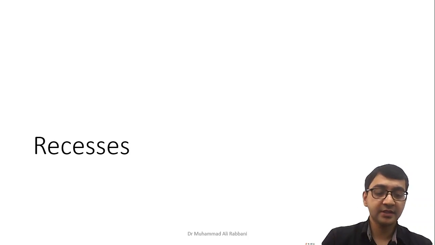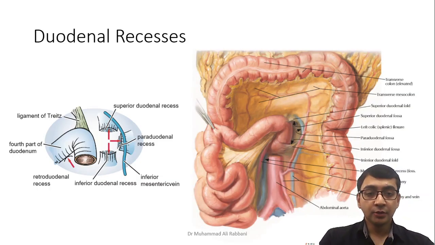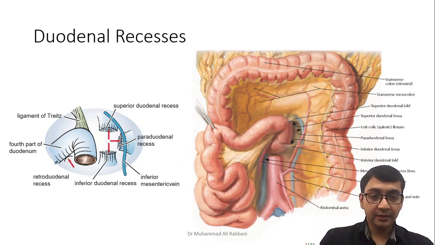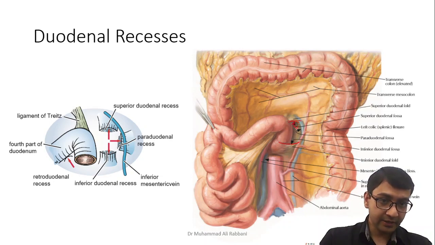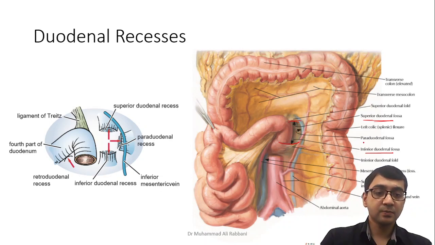Recesses. These are the potential spaces that are created between the folds of the peritoneum. So behind the duodenum there are 4 recesses. One is behind the duodenum itself, that is known as retroduodenal. Then there are 2 folds that are between the duodenum and the inferior mesenteric vein, this one and this one. So they give rise to 3 recesses. The one that is behind this fold is known as superior duodenal recess. The one that is beneath this fold is known as inferior duodenal recess. The one that is behind the inferior mesenteric vein itself, that is known as paraduodenal recess.